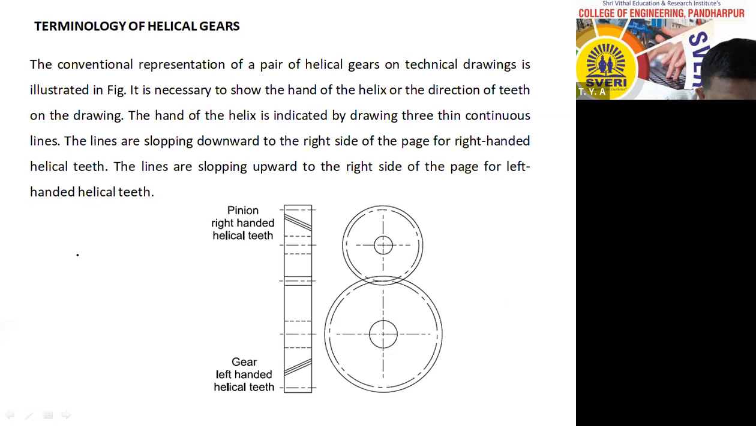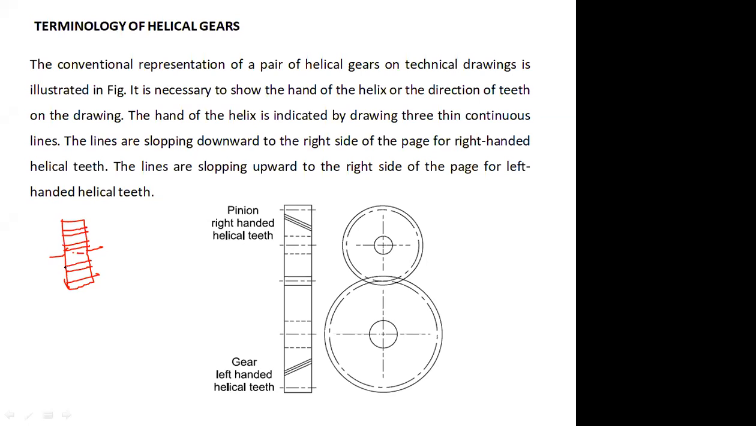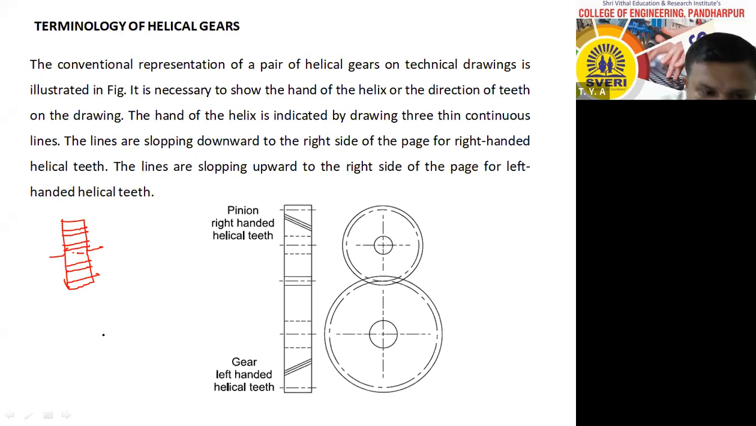See that, suppose this is the gear, this is the axis of the gear. Now spur gear is shown like this. This is the convention of the spur gear. And how helical gears are shown?